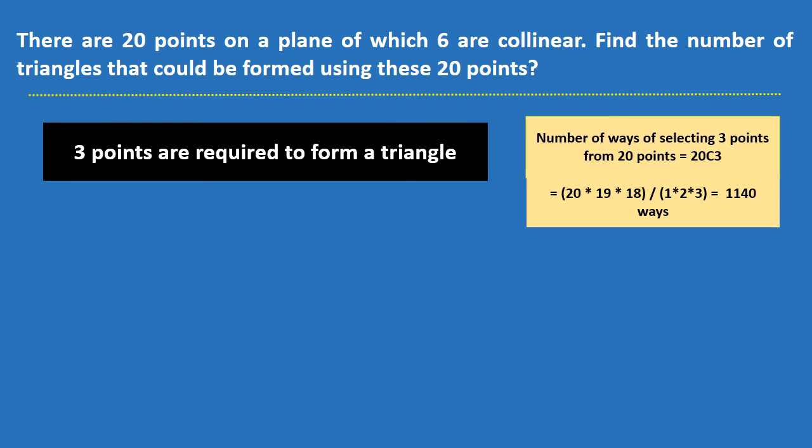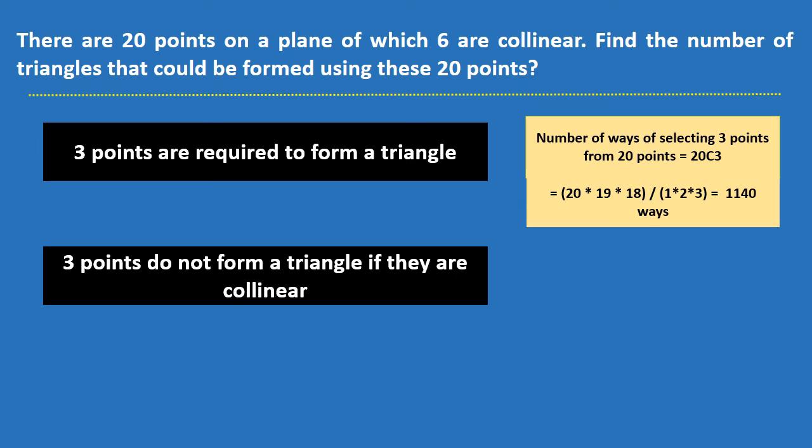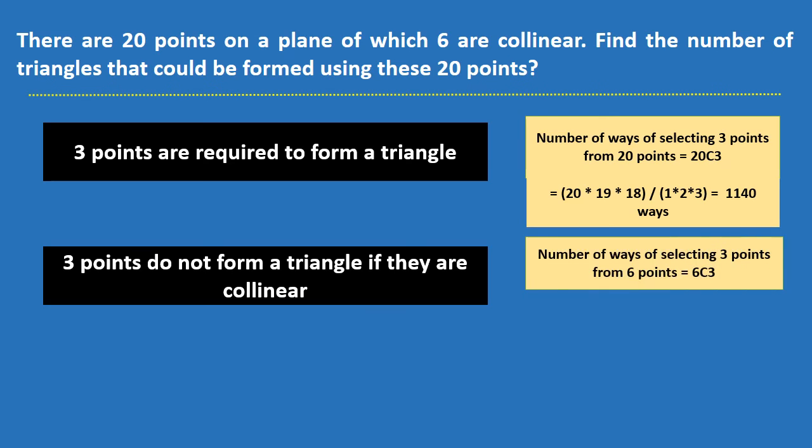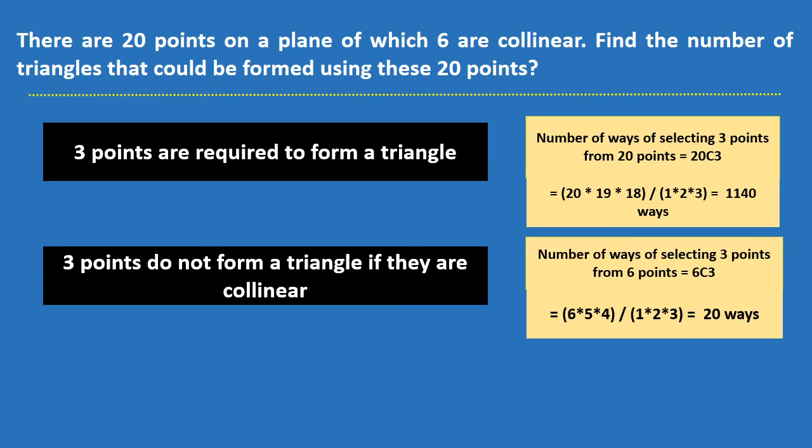But the triangles are not formed if the 3 points selected are from the collinear points. We have 6 collinear points. So, in how many ways could 3 points be selected from these 6 collinear points? That is equal to 6C3, which is equal to 20 ways. So, out of 1140 ways, in 20 ways the triangles are not formed.